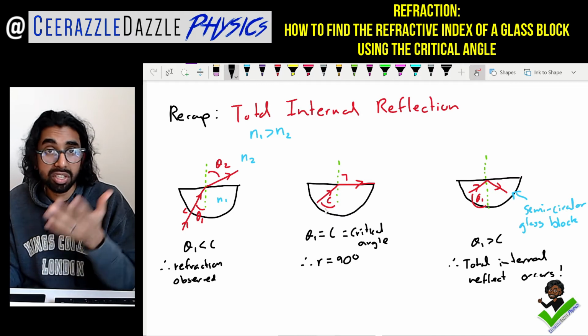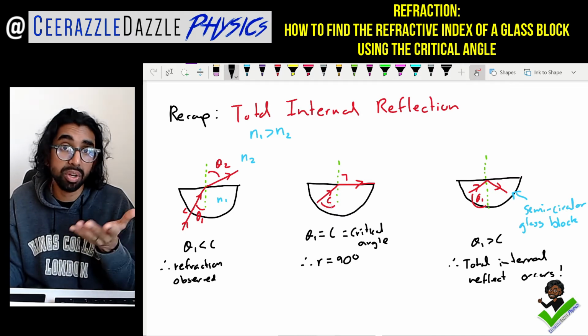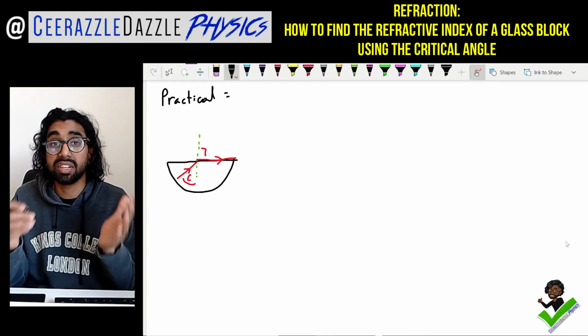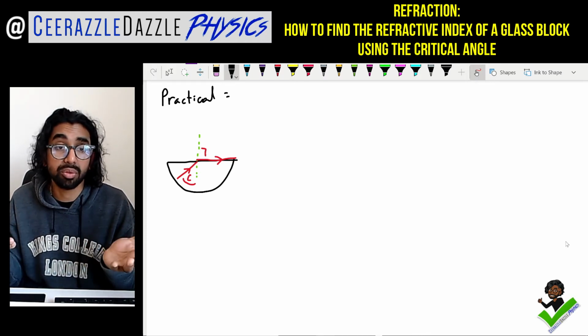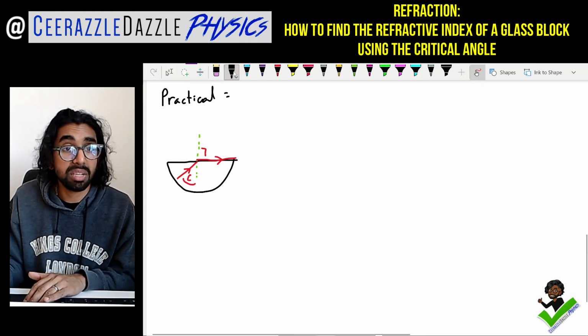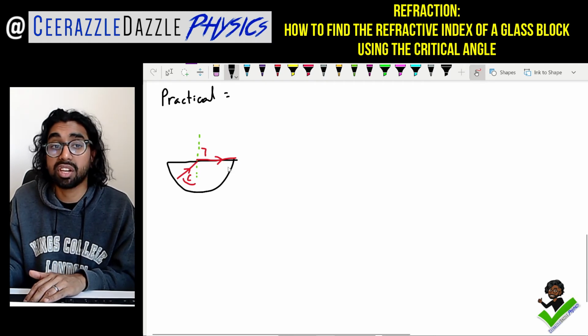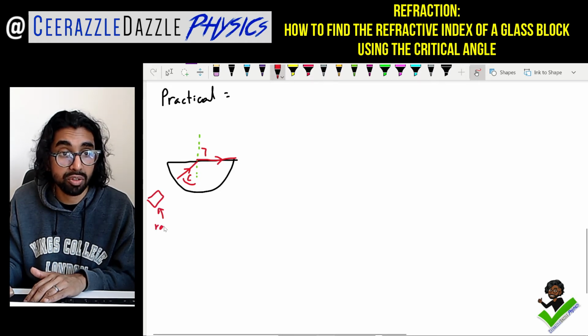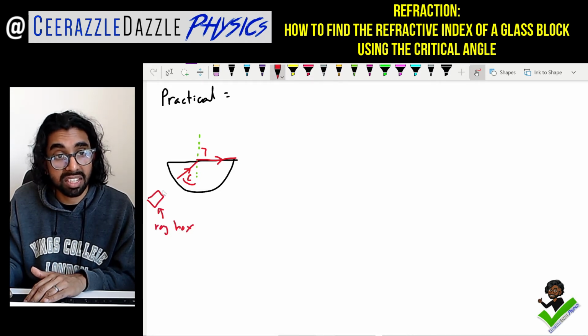So how are we going to tie this to the practical? Don't forget, our task is to work out the refractive index of the glass block using the critical angle. You're going to set up the following experiment. You get your semicircular glass block, you have your ray box. I'm going to draw your ray box over here. This is your ray box, and the light is going to be incident. There we go, matching up.